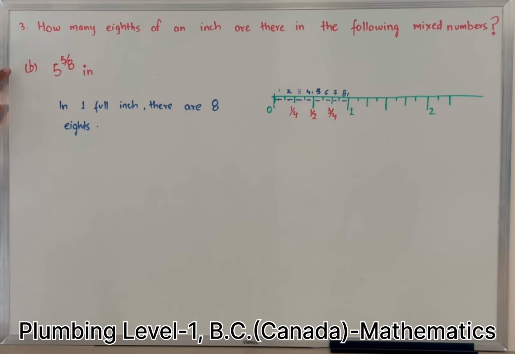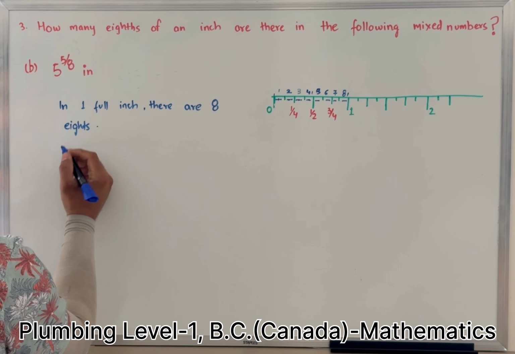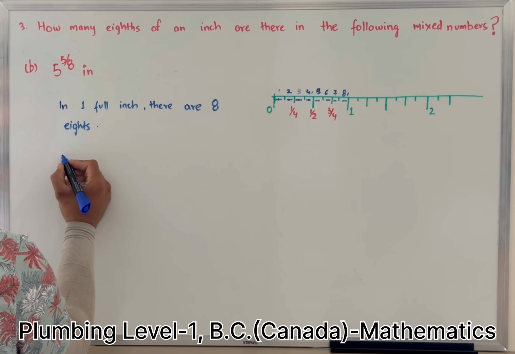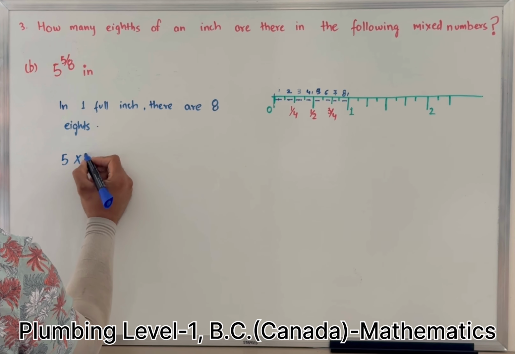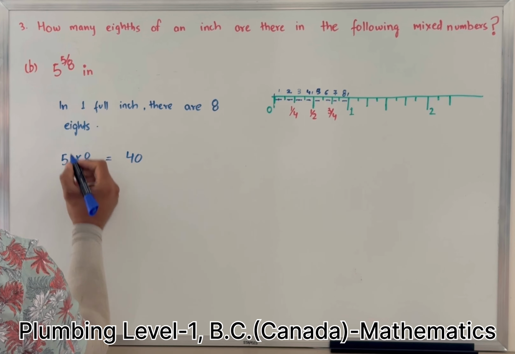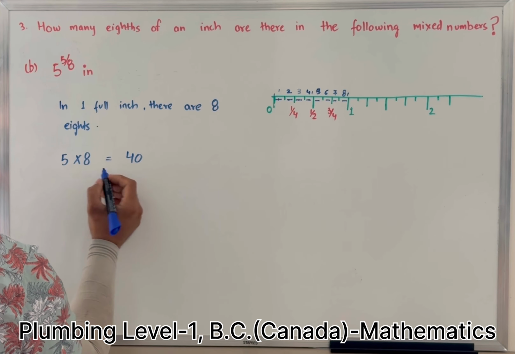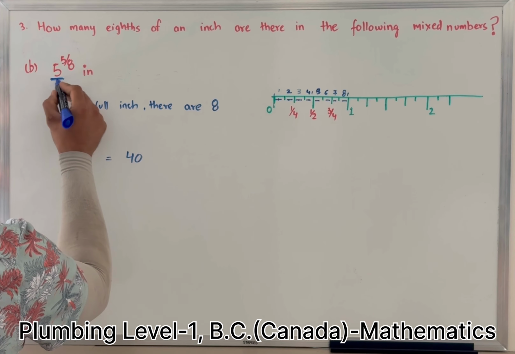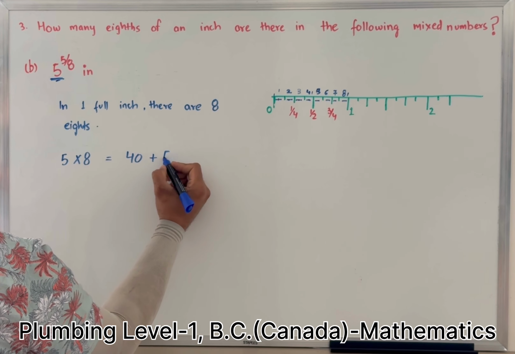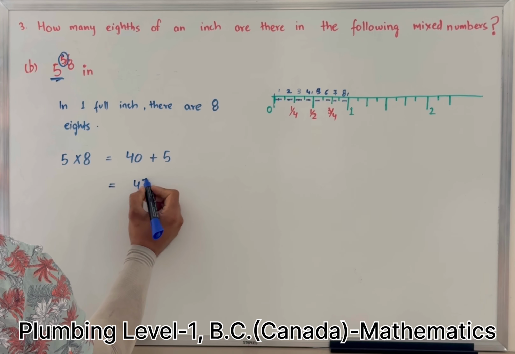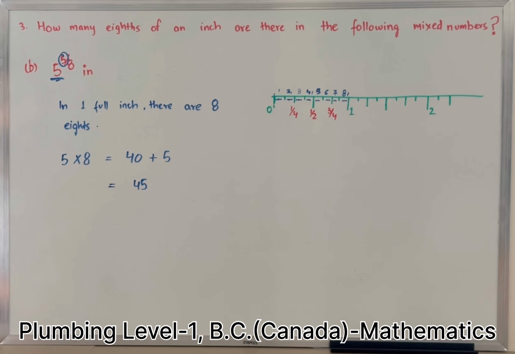So in part B, it's asking about 5 and 5/8. So we know that in an inch there are 8/8. So 5 times 8, which is 40. So this portion is solved. So we know that 40 is here plus 5 from this 5/8, which is 45. So 45 is your answer.